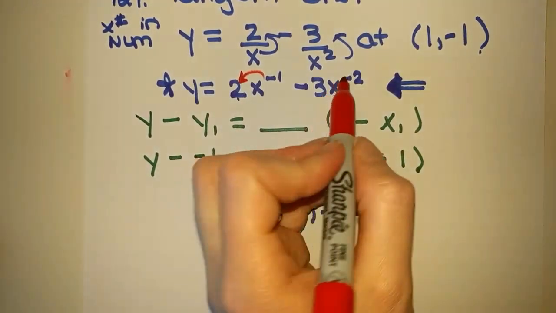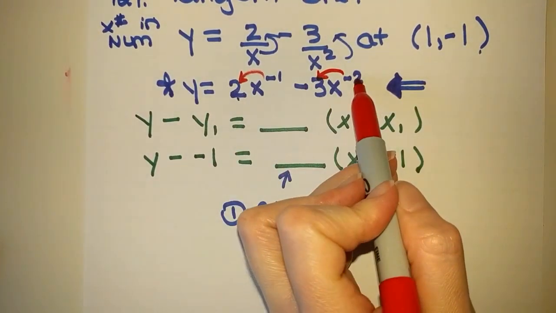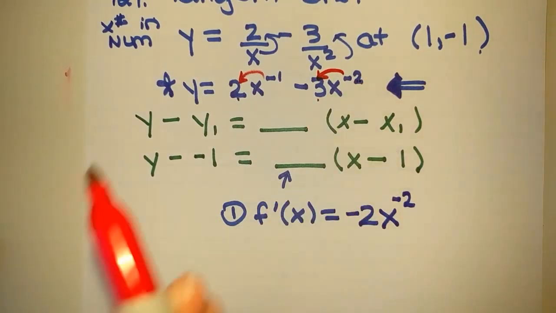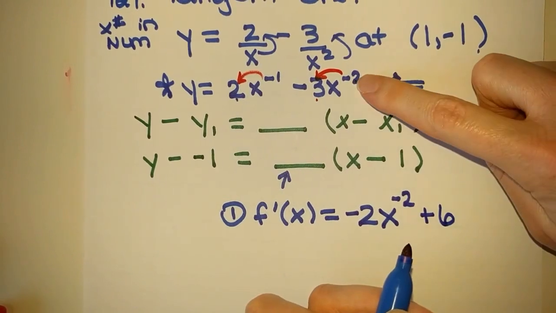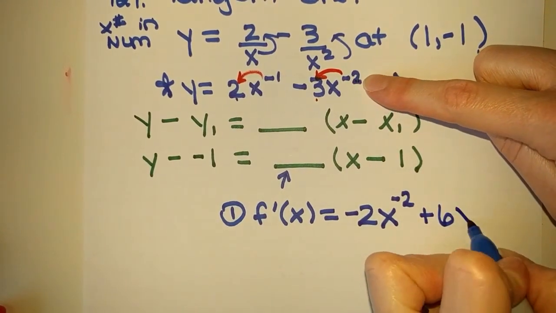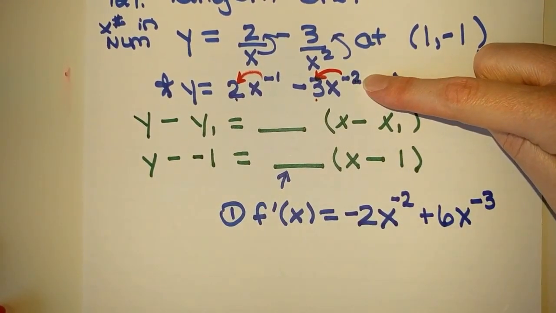Then for the second term, I'm going to bring down the exponent of -2. So I'll take -2 times -3. That gives us +6. Then subtract 1 from -2. I get x to the -3 power.